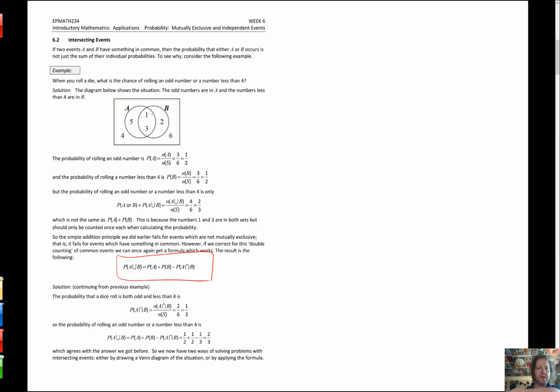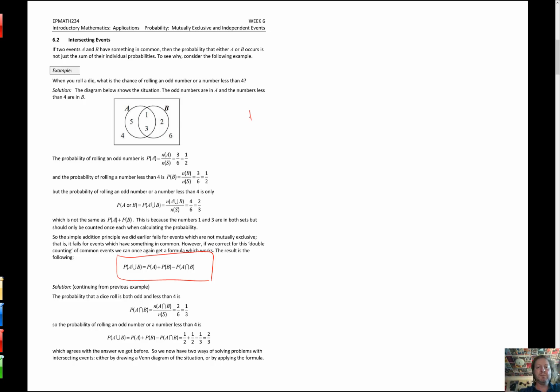So if we go through the numbers individually, 1 is odd and less than 4, so it's in the overlap. 2 is less than 4, but it's not odd, so it's only in the less than 4 part of the circle. 3 is odd and less than 4, so it's in the overlap. 4 is neither odd nor less than 4. 4 is not less than itself. 5 is not less than 4, but it is odd, so it's in the odd part of A. And 6 is neither odd nor is it less than 4. So the Venn diagram's been filled out correctly, and yes, we have an overlap.